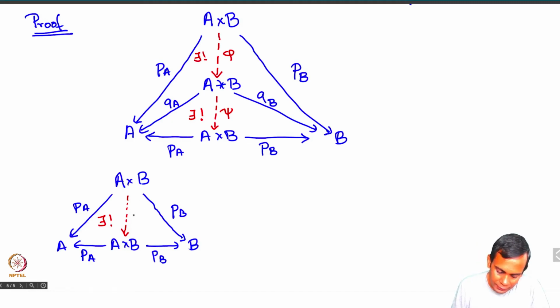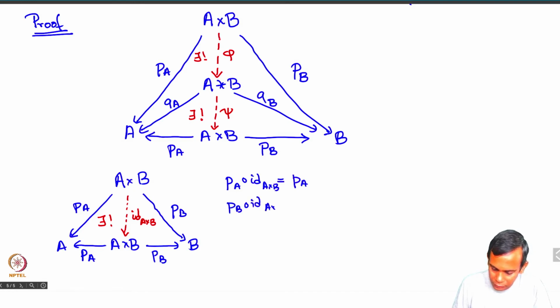But if we take here identity of A cross B, then surely this diagram commutes, right? So what we have is PA circle identity of A cross B, well, that's just PA, and PB circle identity of A cross B is PB. That's how identities work. But on the other hand, from this diagram, we also see that this diagram commutes if we put here, instead of identity of A cross B, we put psi circle phi.